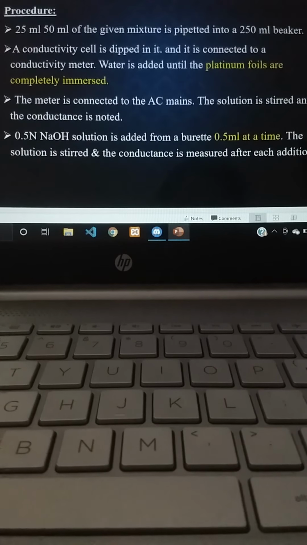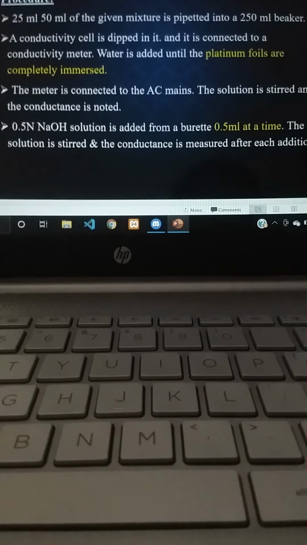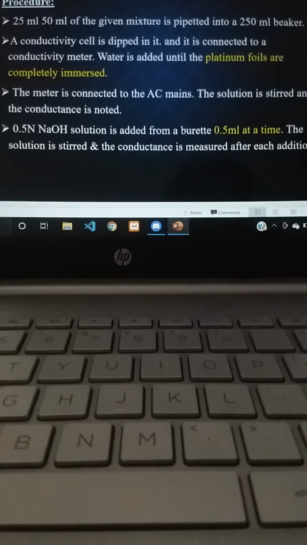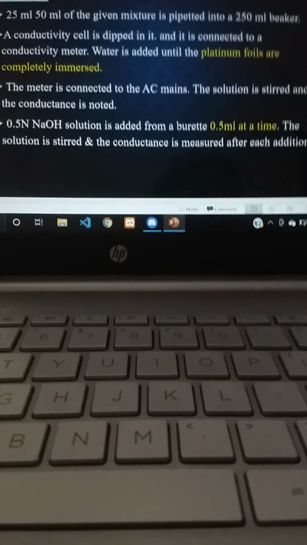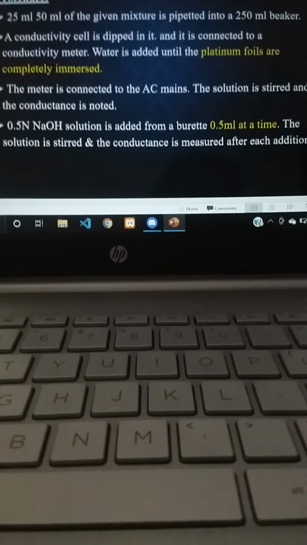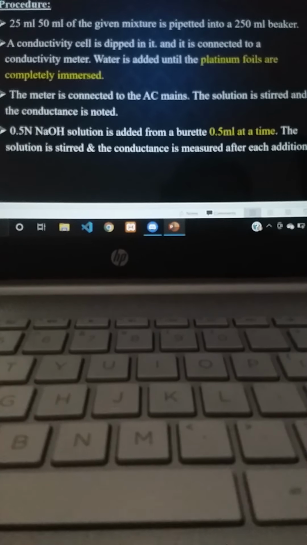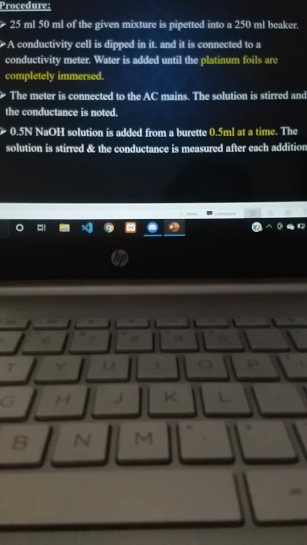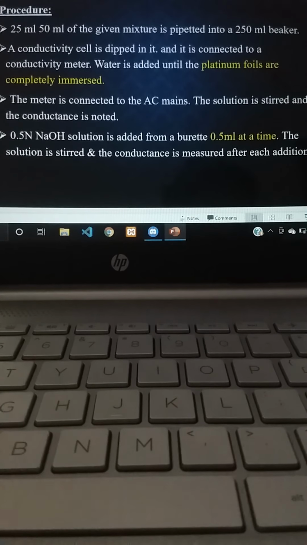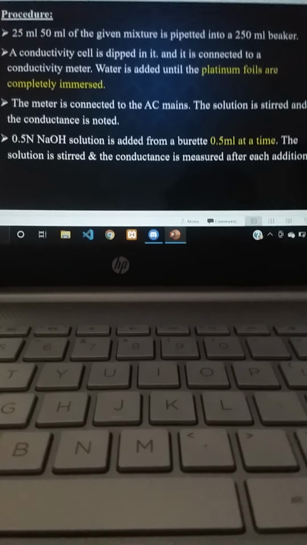Next we will learn the procedure of the experiment. The procedure is very simple. You have to pipette 25 or 50 ml of the given mixture into a 250 ml beaker and the conductivity cell is dipped in it. Distilled water is added until the platinum foil of the cell is completely immersed. This is very important. The solution is stirred well. This is the first experimental step.